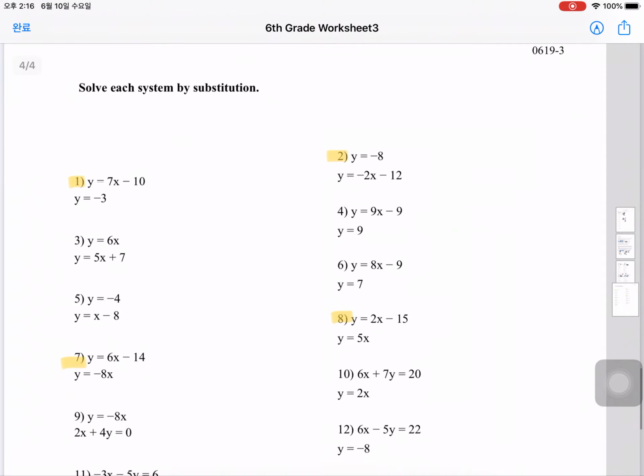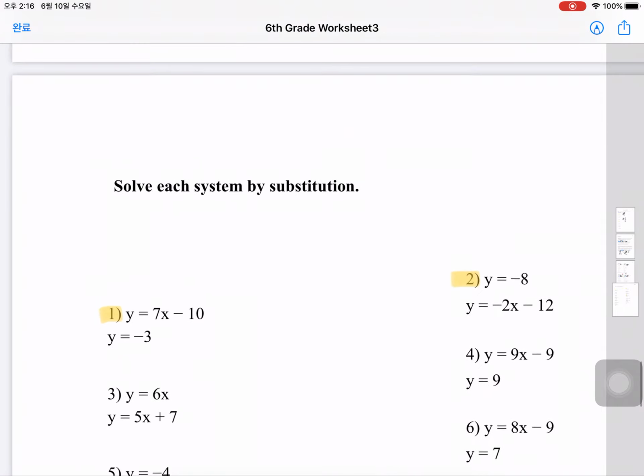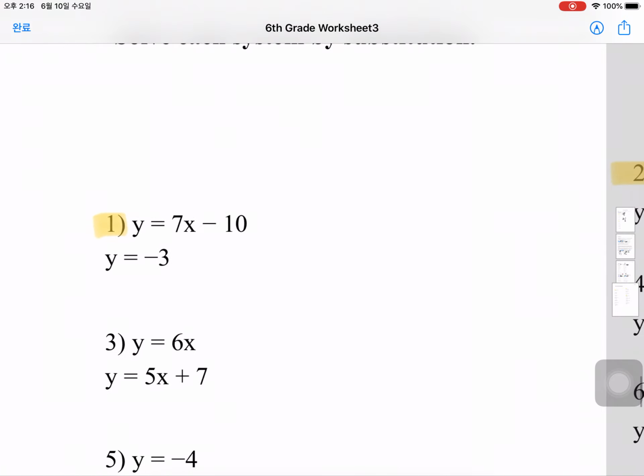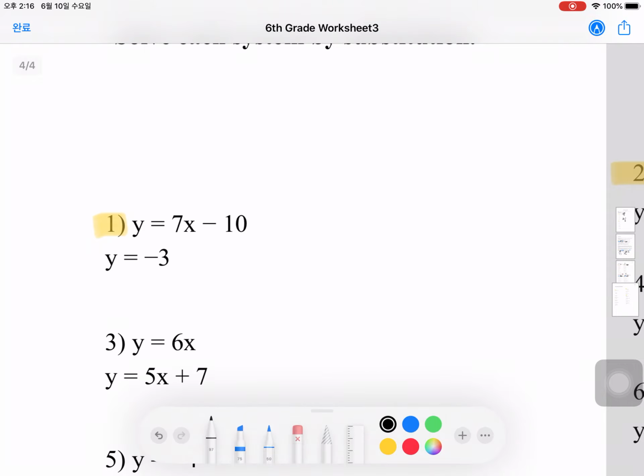And the last part is solving the system by using substitution. So for number 1, we can see here, this is the important part, which means that instead of y, we're going to put in negative 3 into y. So if we rewrite the question, it'd be negative 3 equals 7x minus 10.